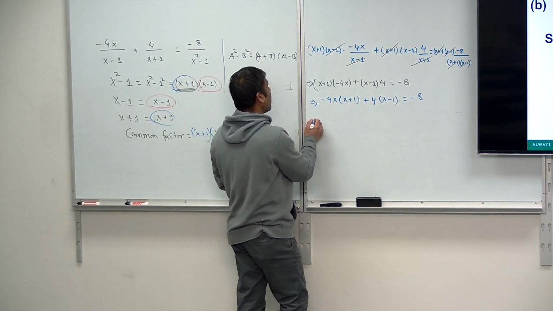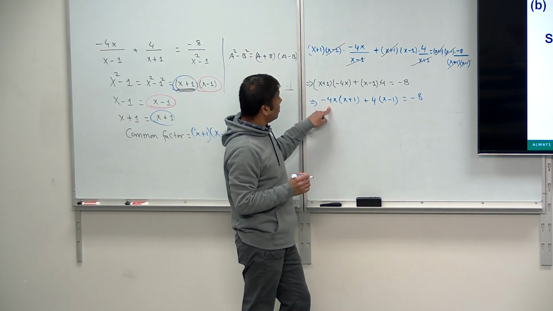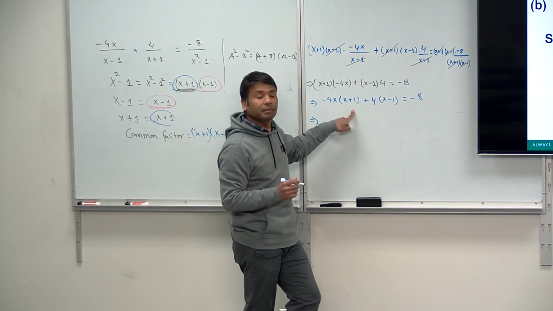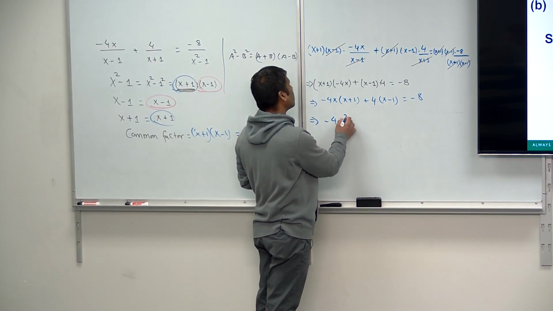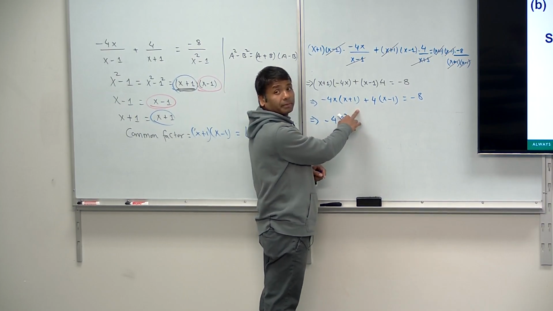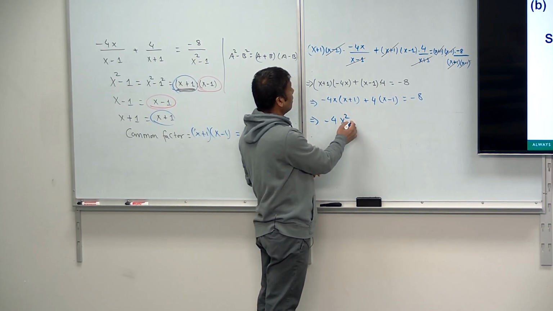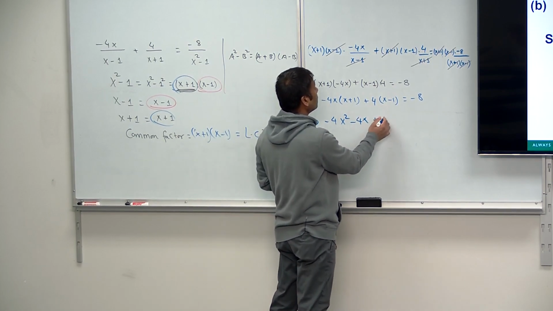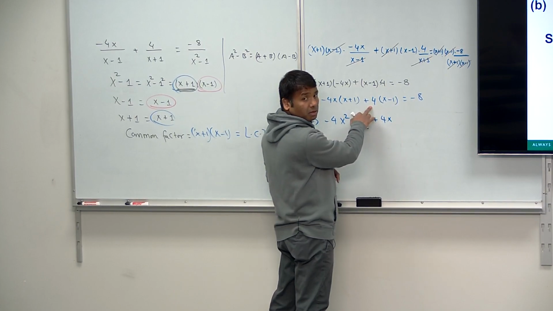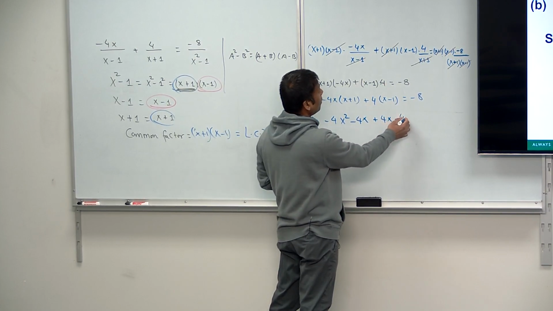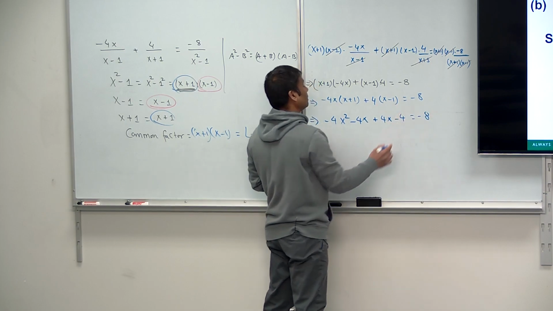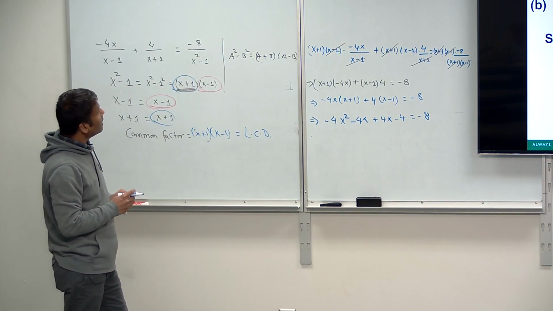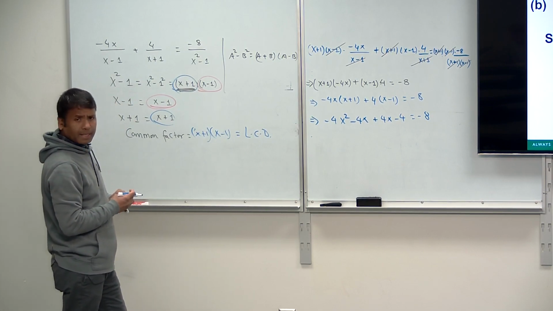Okay. So now, can we distribute this? What is negative 4x times x? Negative 4x squared. Yep. What is negative 4x times positive 1? Negative 4x, is that right? And then what is 4 times x? 4x. This is positive 4, right? Positive 4 times negative 1 is negative 4, right? Equal to negative 8. Does that make sense, guys? Yes?